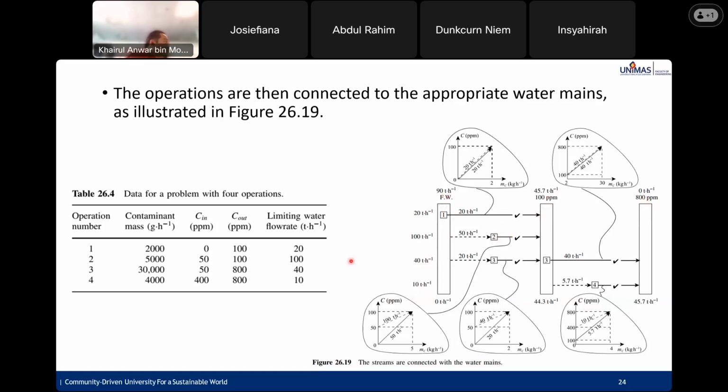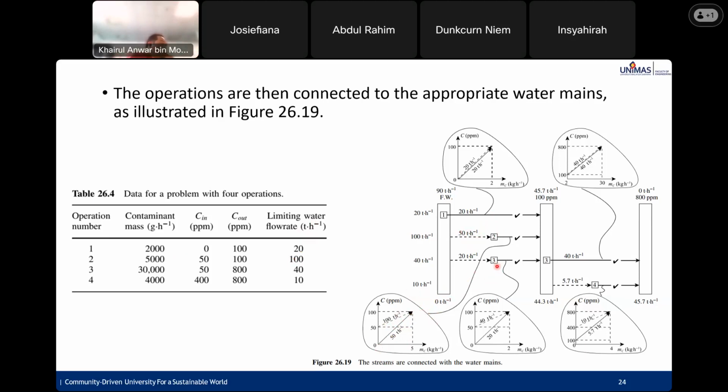How about the second one, second stream? It starts in the middle between the mains, from 50 to 100. You need to calculate this case from 0 to 5. MC refers to contaminant mass, 0 to 5. What is the second one here? 5,000. Right? So 0 to 5. The concentration is from 50 to 100. So from 50 to 100 is actually 100 ton per hour limiting water flow rate. So from 0 to 100 is actually 50. 0 to 100 here is actually 50.